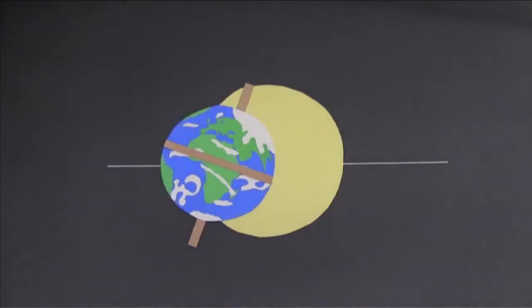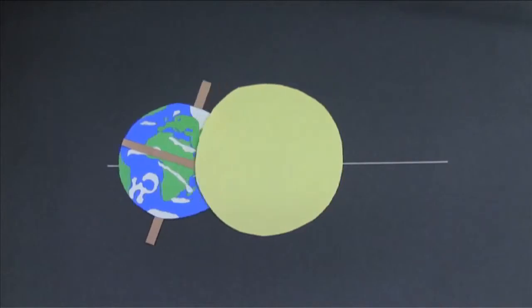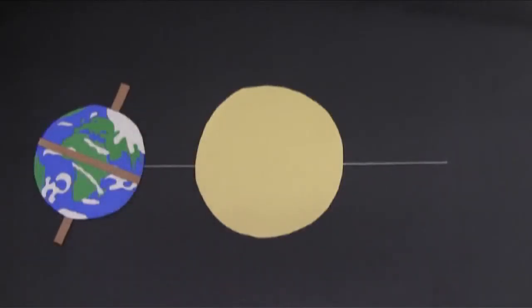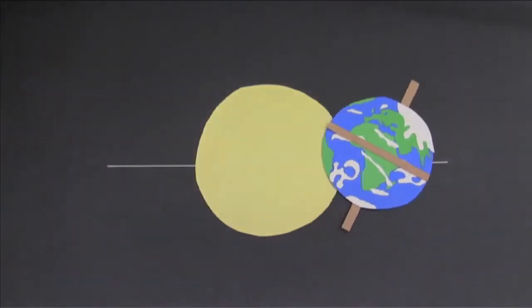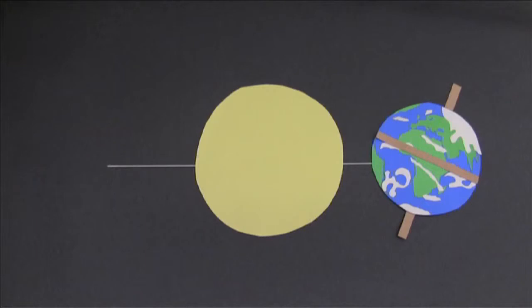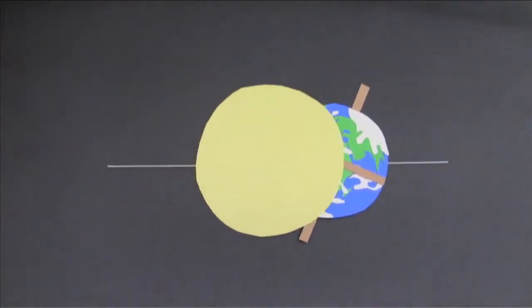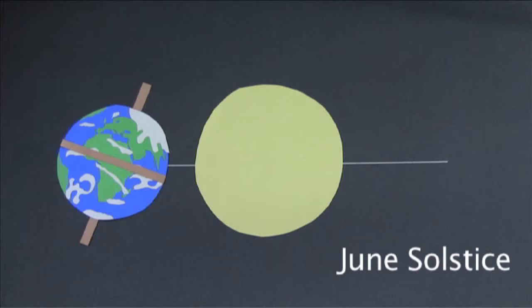If we take a look at the Earth's orbit from the side, we see that the Earth revolves around the Sun in this orbital plane once every year. Remember that Earth is tilted at an angle of 23.5 degrees, and it's rotating on its axis once every day. At this point in the Earth's revolution, the southern hemisphere is at its maximum inclination towards the Sun. This is called the December solstice. At this point, the northern hemisphere is at its maximum inclination towards the Sun. This is called the June solstice.